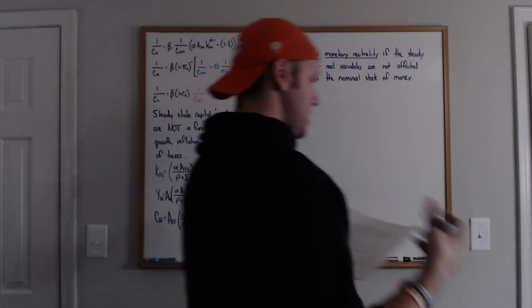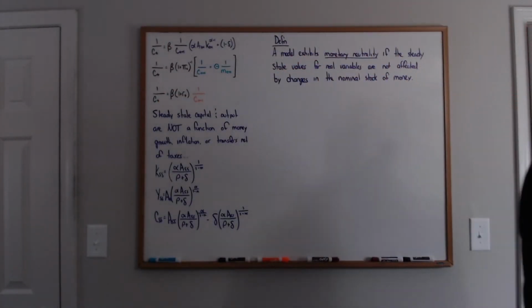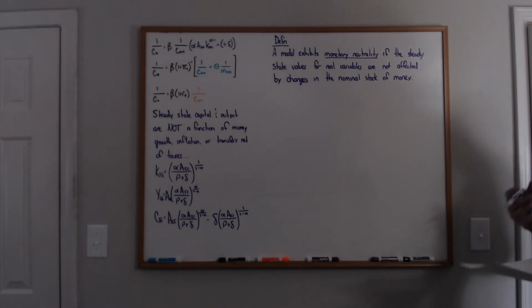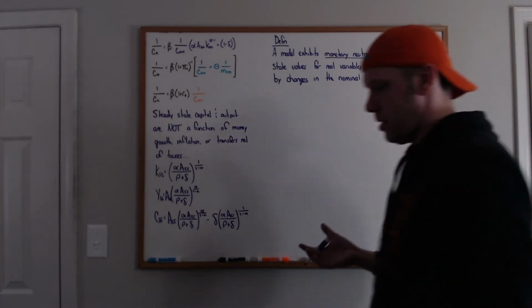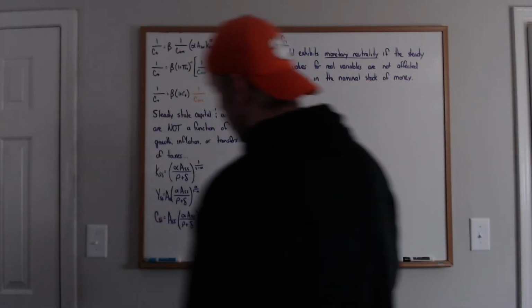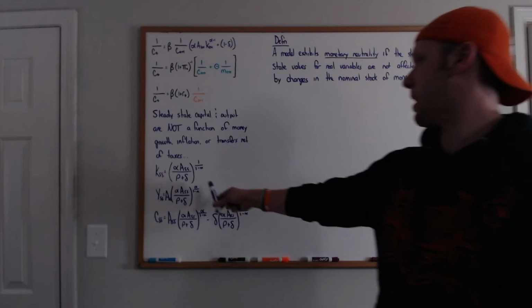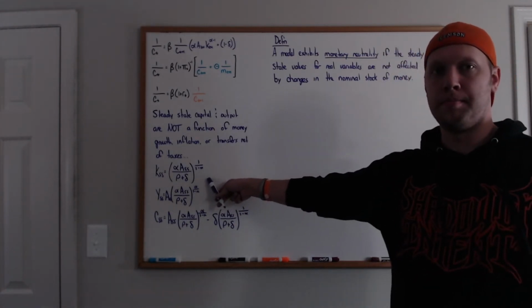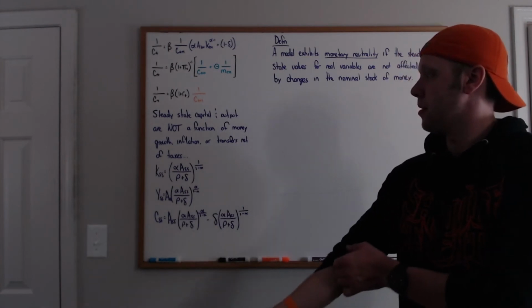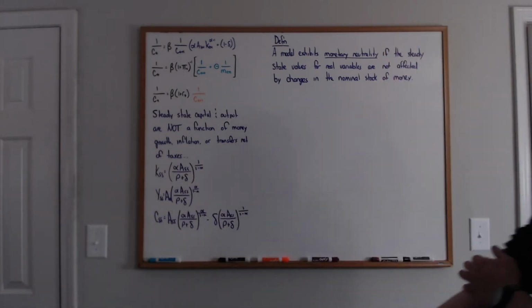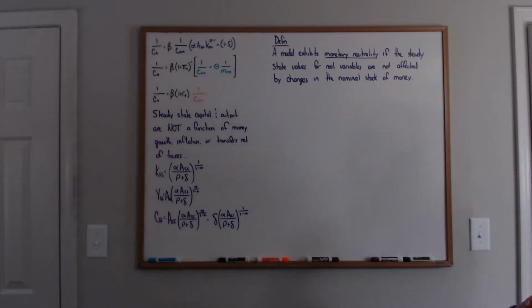Well, a model is said to exhibit monetary neutrality if the steady state values for the real variables are unaffected by changes in the nominal stock of money. Right? If you were to change the nominal stock of money, is that going to affect steady state capital? The answer is no. It's not in steady state capital. If steady state capital is not a function of it, well, who cares? It's not going to do anything to real variables.